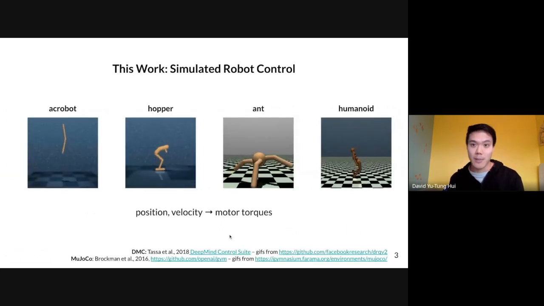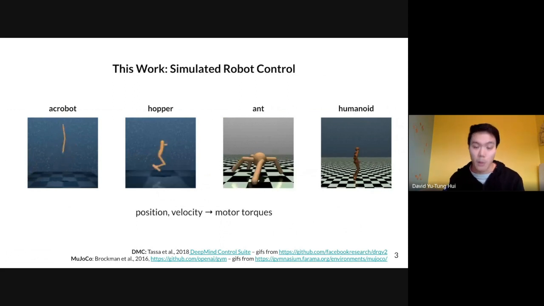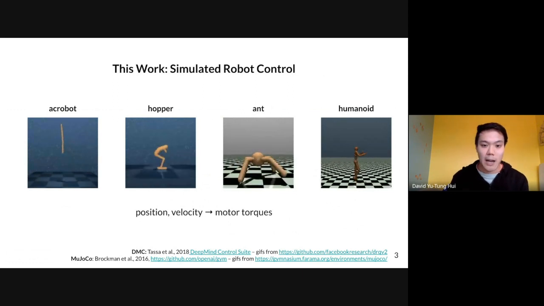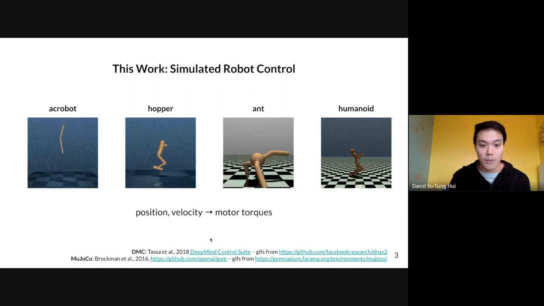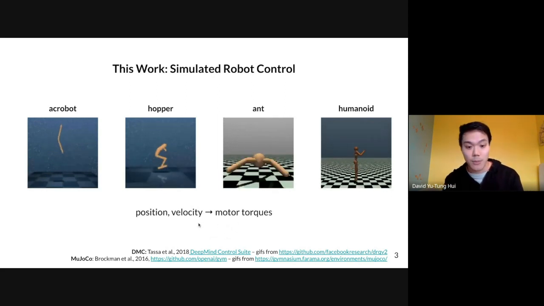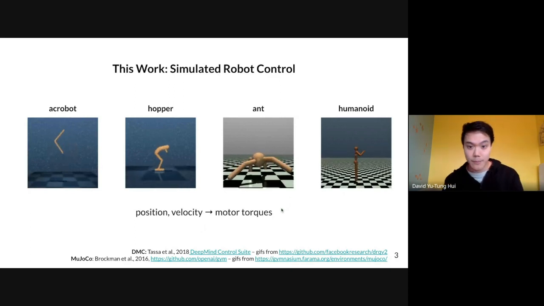What my project is about is some work on simulated robotic control. The problem that I'm trying to solve is how do we have an agent that learns how to produce motor torques from position and velocity sensor information. So I'm going to present some results in these domains.